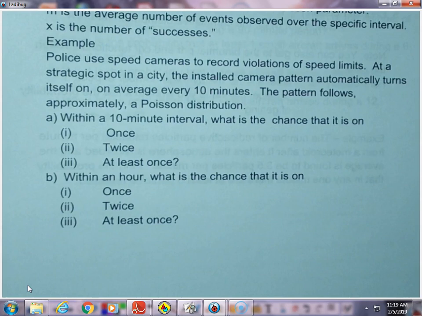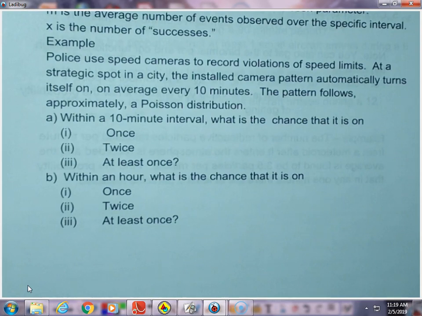But anyways. Alright, so here's our example. Police use speed cameras to record the violations of speed limits at a strategic spot in the city. The installed camera automatically turns itself on average every 10 minutes. The pattern follows approximately a Poisson distribution. Again, they're going to tell you that. You're not going to wonder, should I be using Poisson? The only one they don't tell you is Poisson.